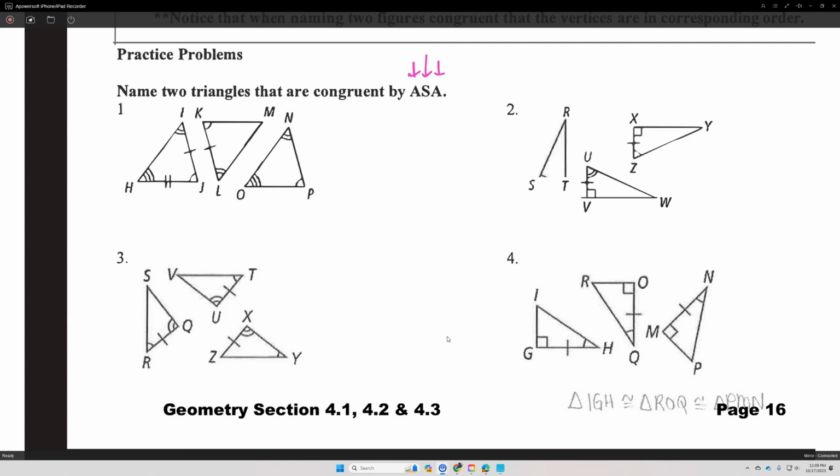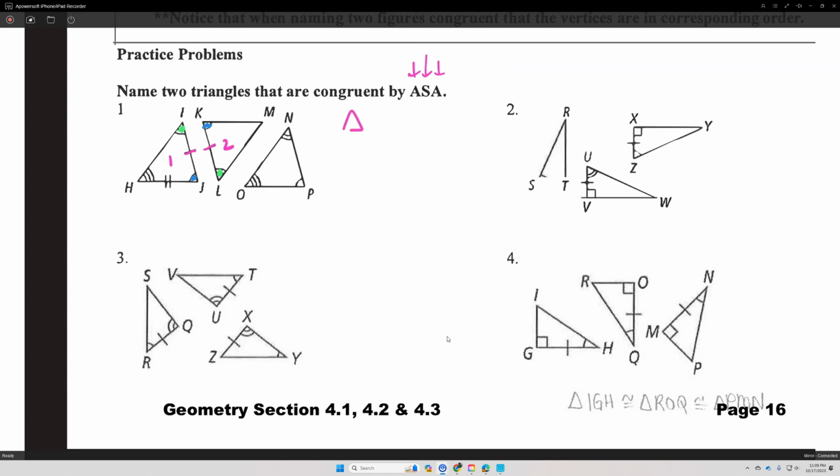So if you notice, this side is congruent to this side, this angle is congruent to this angle, and angle I is congruent to angle L. So therefore, triangle 1 and triangle 2 are congruent. So now we got to write the statement. And these are the two angles, and that's the included side.